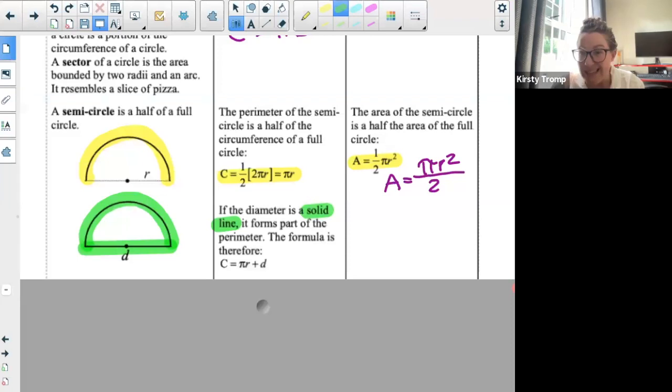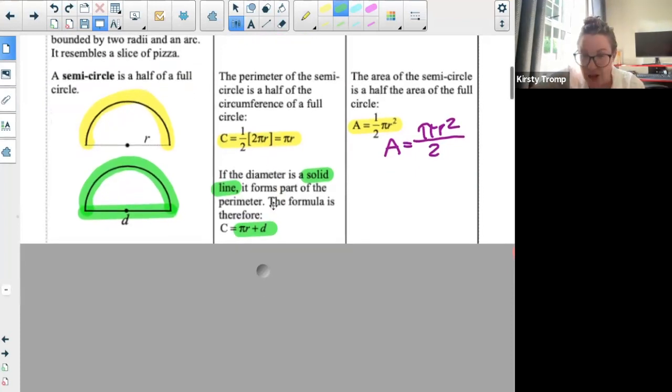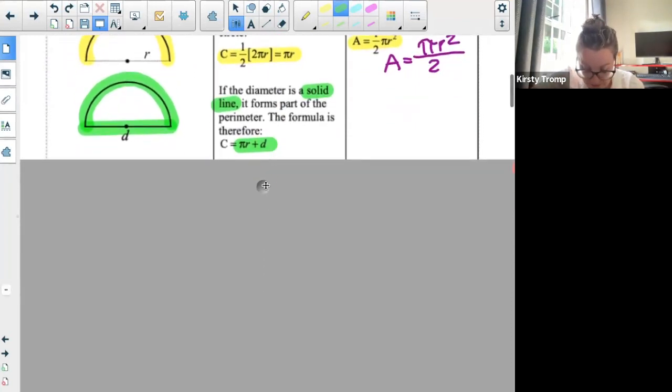The formula is therefore going to be your formula for the semicircle plus the line that is the diameter. Guys, we're going to practice this. It makes more sense once you start practicing. The area stays the same because area is area. It's the space on the inside.